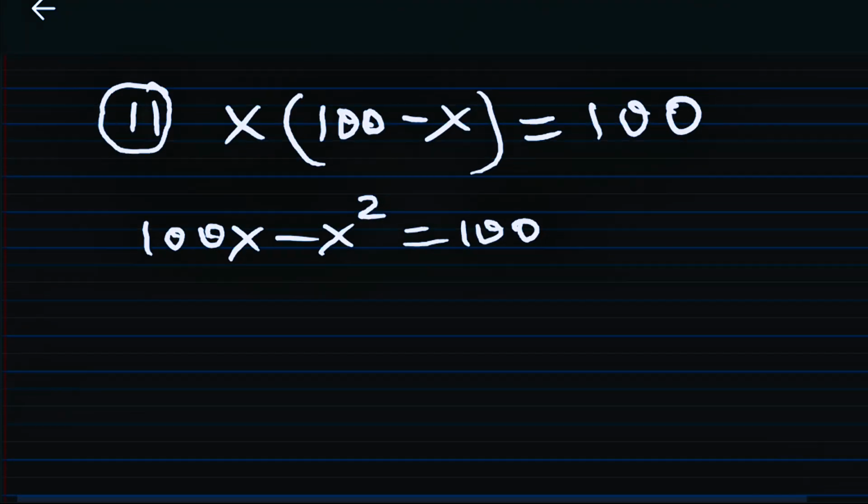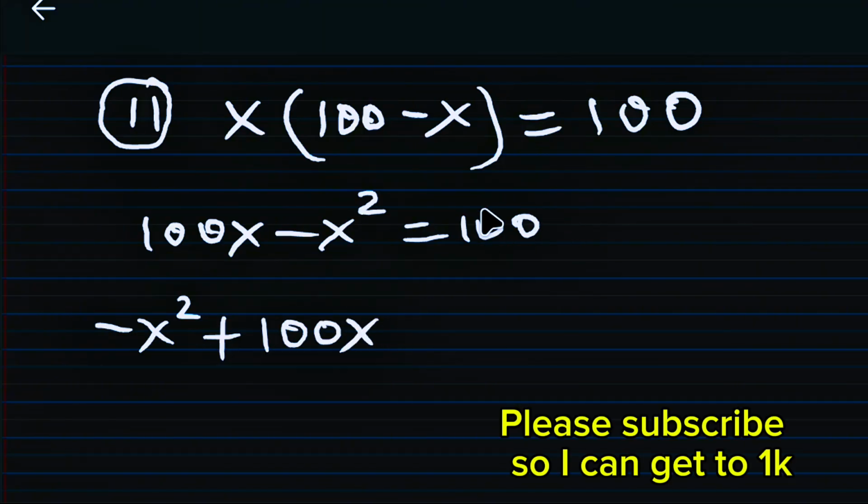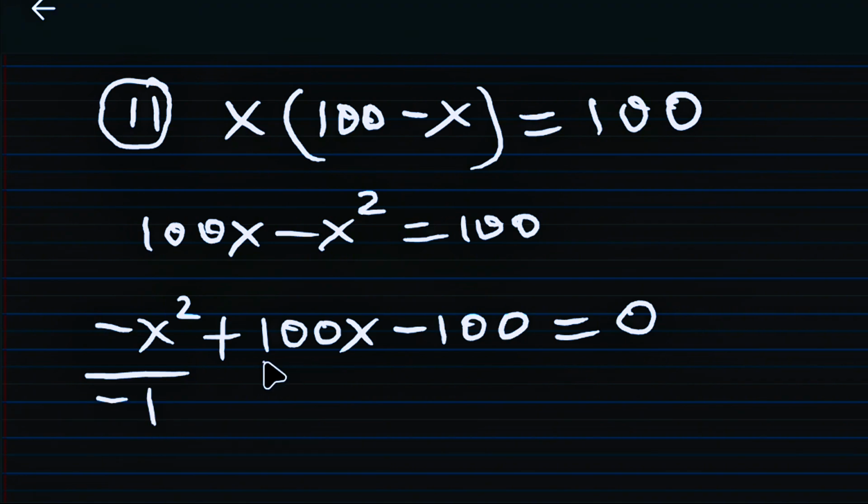Now we are going to equate everything to 0 and also rewrite this. So we are going to have negative x squared, then this 100x here is positive 100x. Then this is positive here, so when we take transpose of this, it becomes negative 100, and this equals 0. Now from here, because it's improper for this x squared to have a negative sign, to take away this negative, we are going to divide everything by negative 1, including this 0 here.